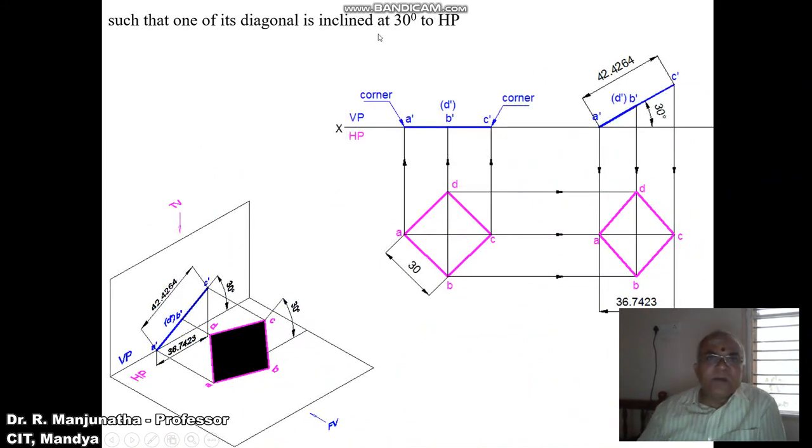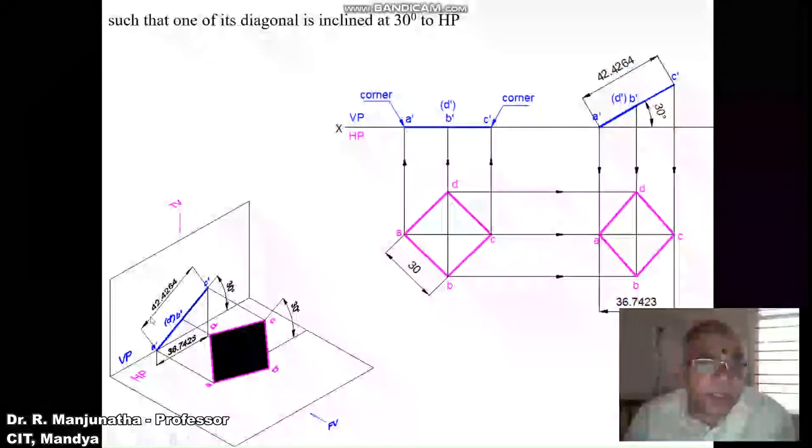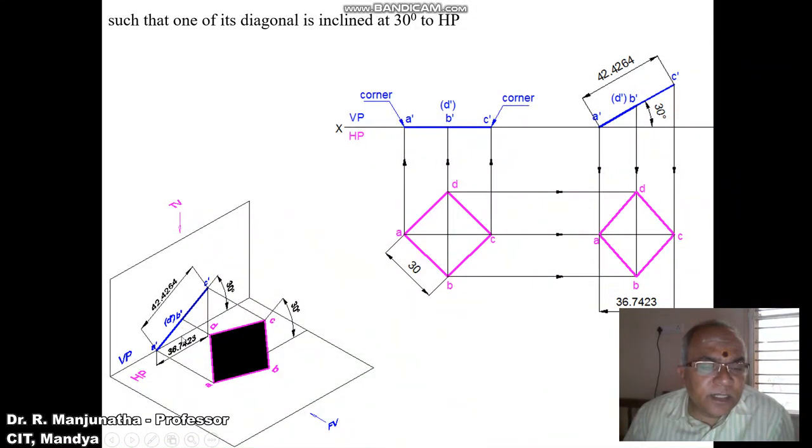Now he says that one of its diagonals is inclined at 30 degrees to HP. As we see, the diagonal AC is parallel to VP, so you're getting the true length, and the inclination given is also the true inclination. So you keep A dash on the XY line, and when you rotate the square by an angle of 30 degrees, the diagonal also becomes inclined, so that you get the true length of the diagonal here, because AC is parallel to VP. As AC becomes inclined to HP, you are getting the apparent length in the HP, that is AC.